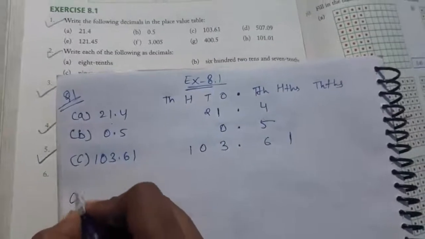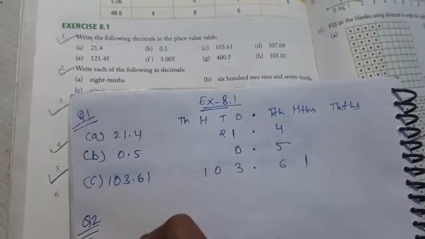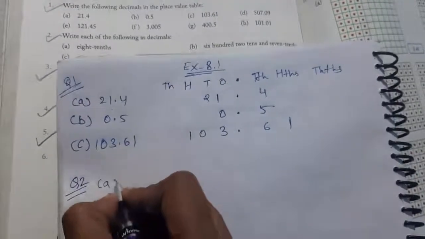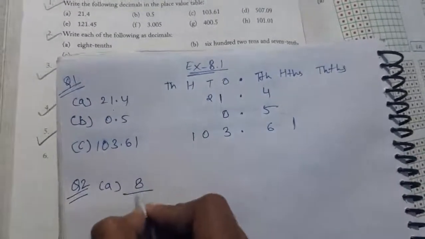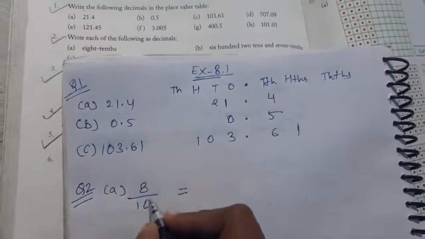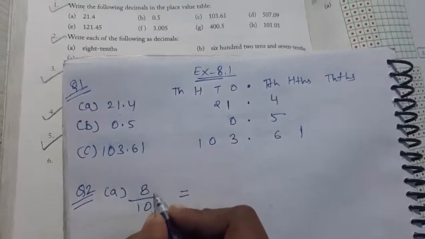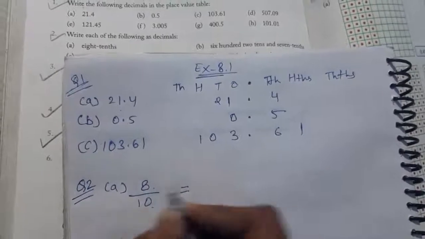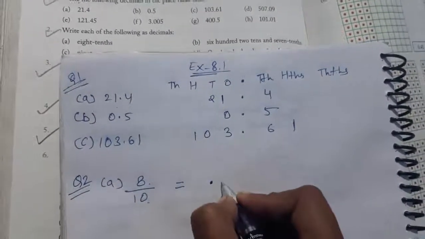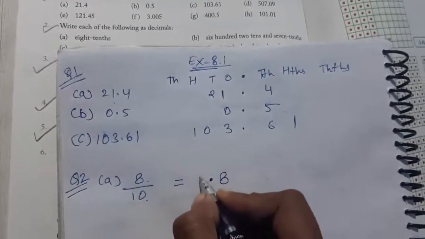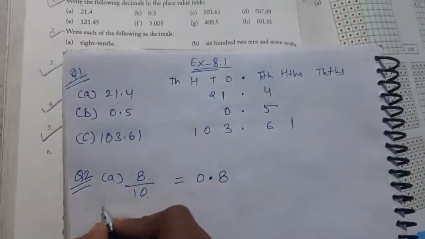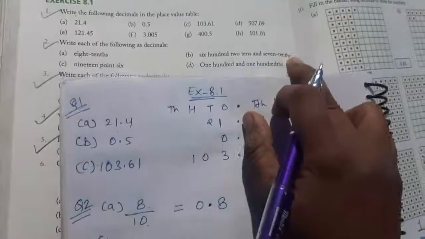Now question number 2. How can you do it? Write each of the following as a decimal. We have to write 8/10 as a decimal. How can you represent 8/10? According to the 0 you have to check the numbers. Here there is 1 zero, and above there is 1 digit, so it means put the point here. And there is no whole number, so for the whole number 0 will come. 0.8.